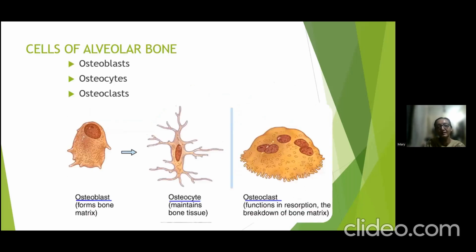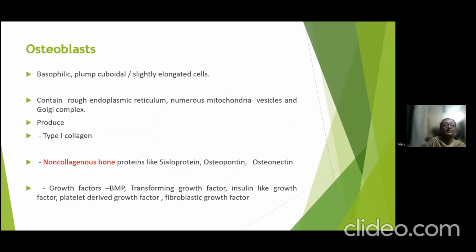Now coming to the cells of the alveolar bone. As we have already seen, it consists of osteoblasts, osteocytes, and osteoclasts. So osteoblasts are basophilic, plump, cuboidal, or slightly elongated cells, and they contain rough endoplasmic reticulum, numerous mitochondria, vesicles, and Golgi apparatus. They mainly produce this type 1 collagen.